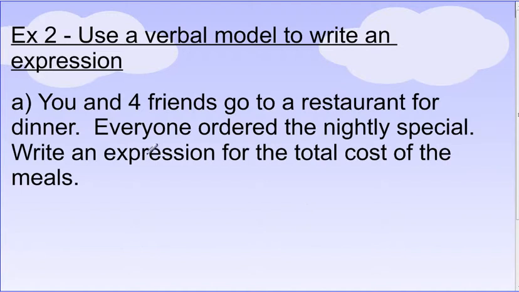So, for example, let's see. Well, how many people ordered this dinner? It wasn't 4, it's 5. You and 4 friends. So there's 5 people who ordered the same meal. So 5 times this nightly special.